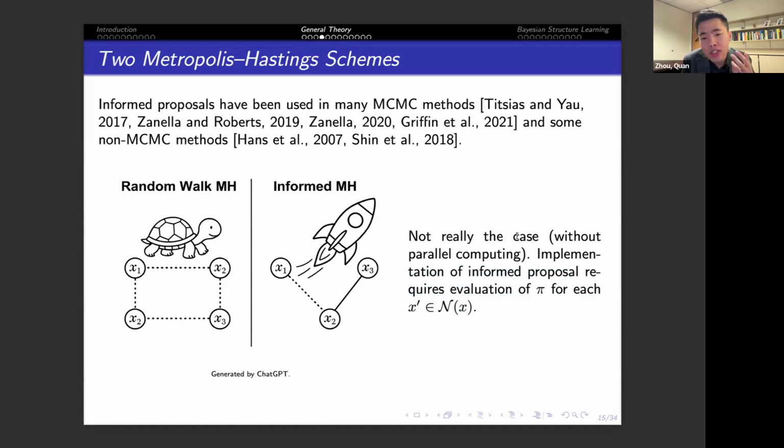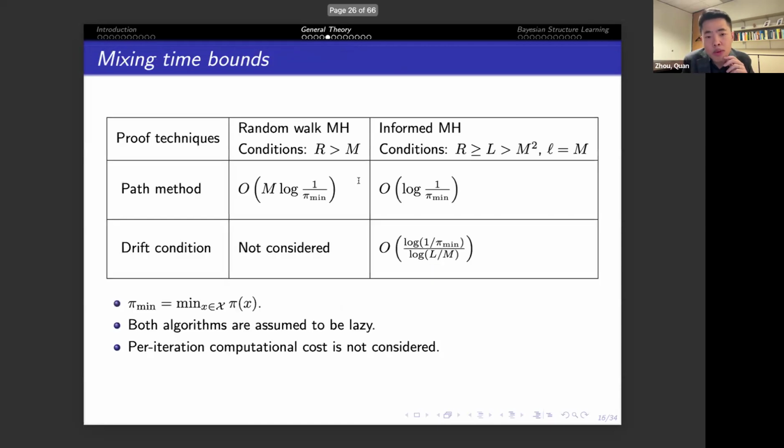But these days, because of the increasing availability of parallel computing, I do think informed Metropolis-Hastings algorithms will be more and more useful because you can parallelize the posterior evaluation. And if you choose the informed proposal carefully, you will be able to beat random walk Metropolis-Hastings by a large margin. So here is a summary of the mixing time bounds we obtained in our paper. I consider random walk Metropolis-Hastings, and for it, I will impose the assumption R greater than M.